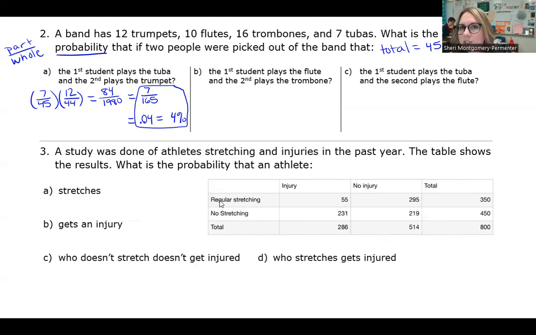Okay, well, how many stretched? Reading down the columns or reading down the row. First one is somebody stretching and they get an injury. The next one is no injury and you were stretching. And then all the way down at the end is the total. Well, all it says is that people are stretching. So we need all the people that stretched. There was 350. What is the total number of athletes in this study? 800.